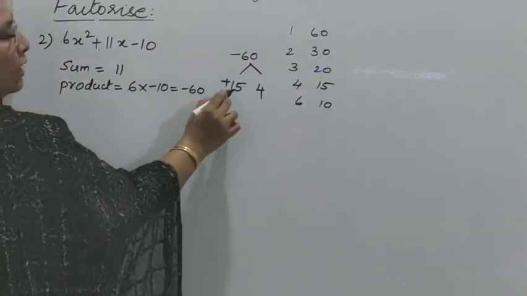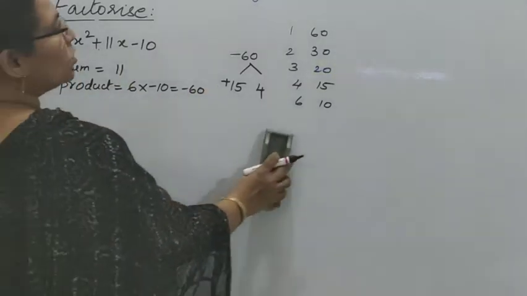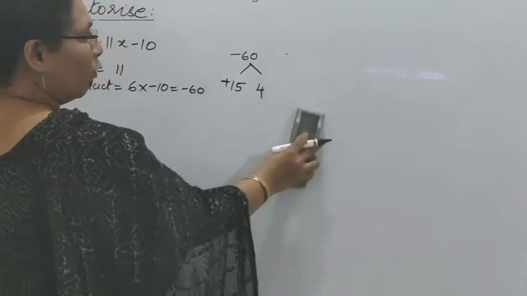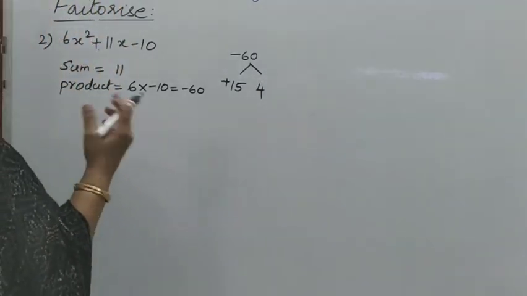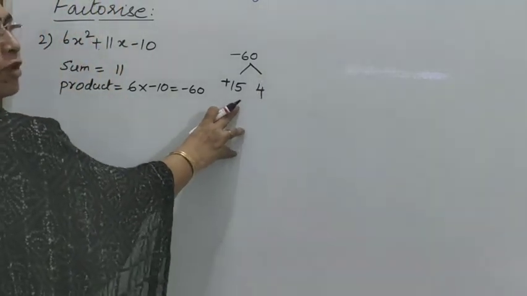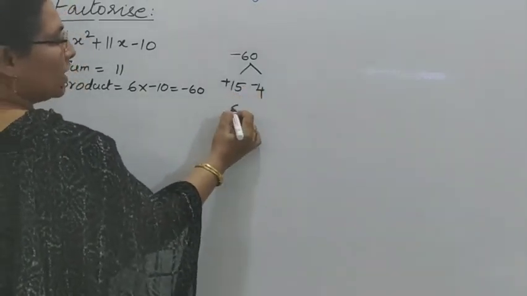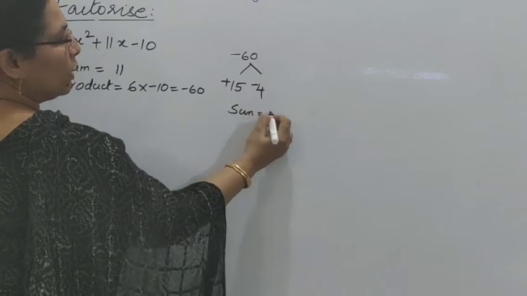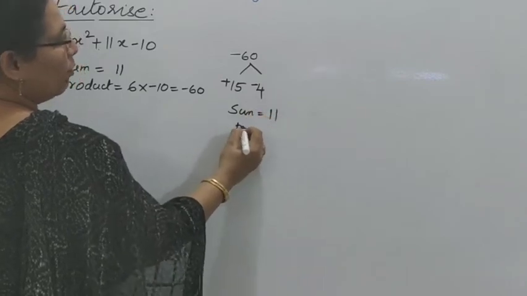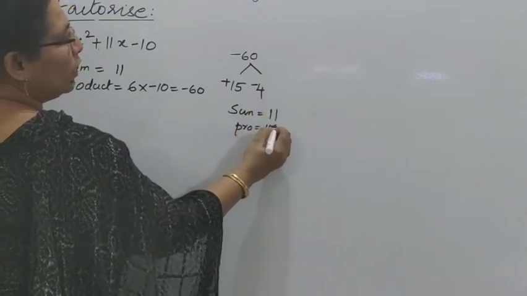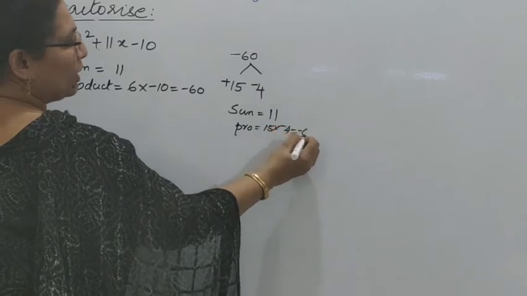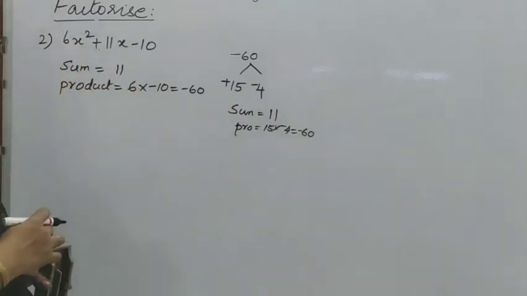Plus, so the greater number sign is plus only. So the remaining number, that is the 4, we should take either plus or minus. If we are putting plus, then the sum will be equal to 19. So we are choosing minus only. Now check the sum of these two numbers: 15 minus 4 is equal to 11, and the product is 15 into minus 4, that is equal to minus 60. So both the conditions are satisfied.